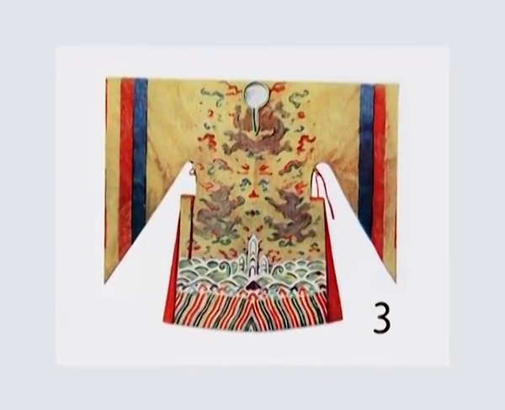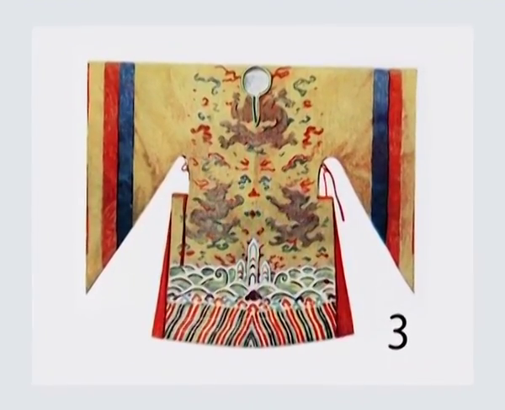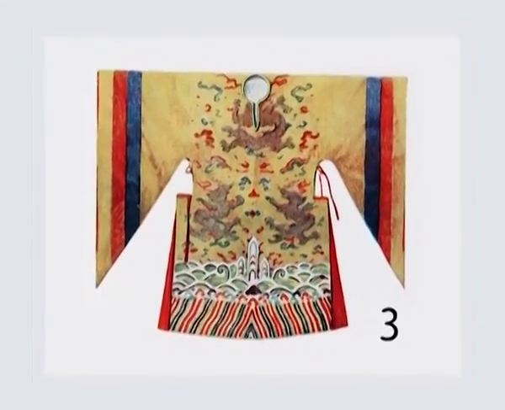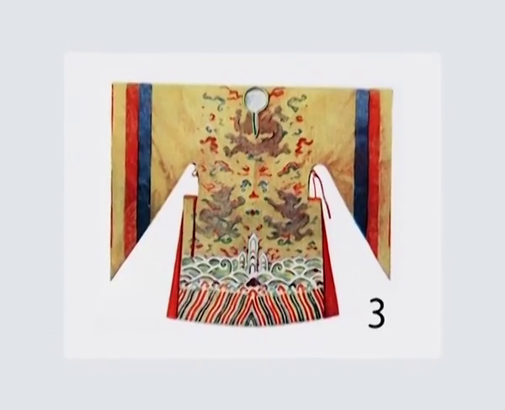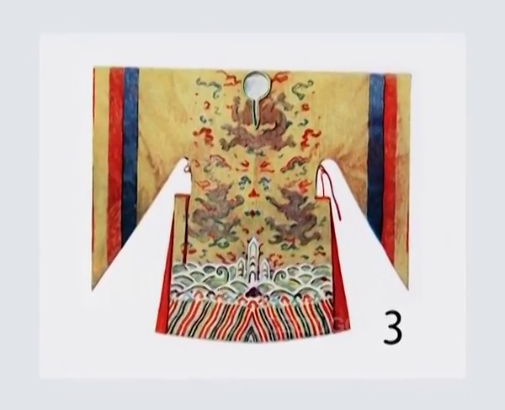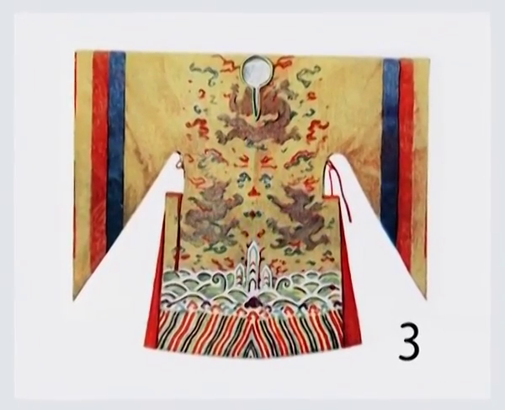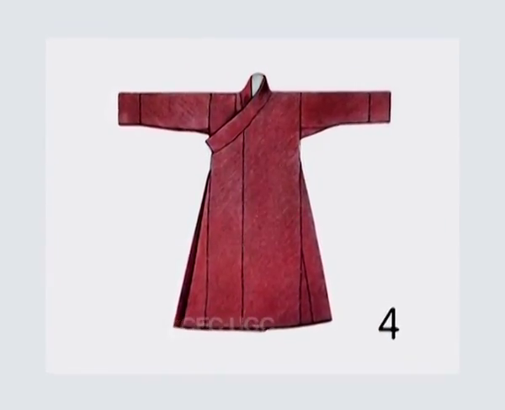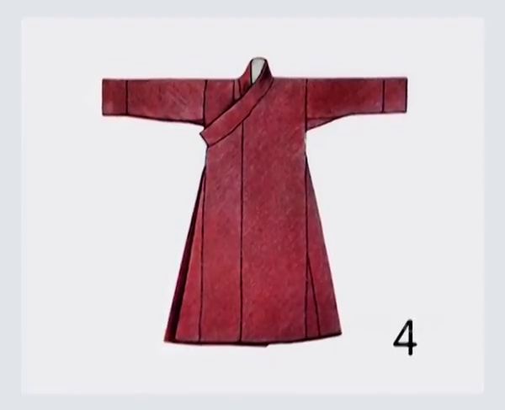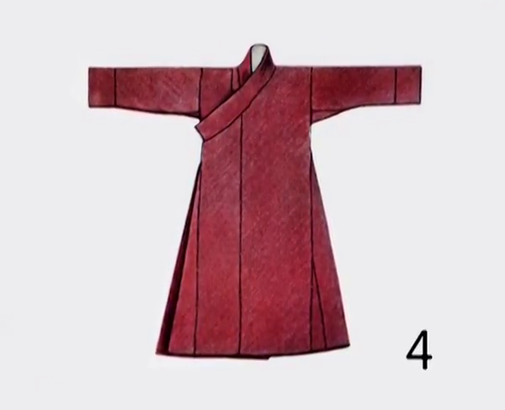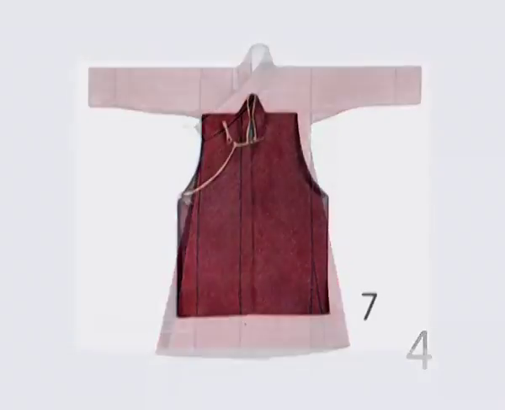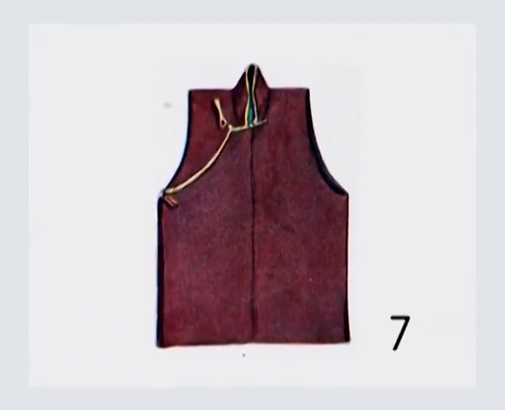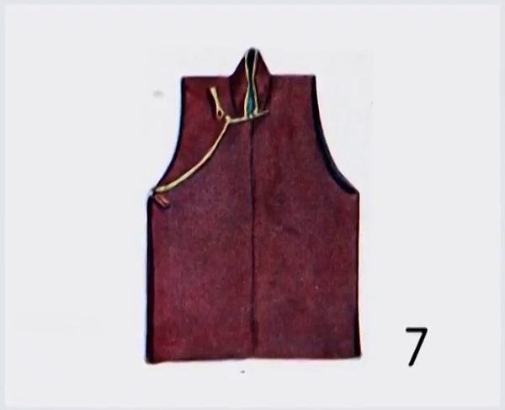Number 3. Lama's dancing mantle decorated in the Chinese fashion, lined with hemp-like material. Sleeves decorated with strips of silk. Number 4. Lama's monk-like garment made of diagonally woven coarse wool. 7. Jacket made of thick woolen material with lining.